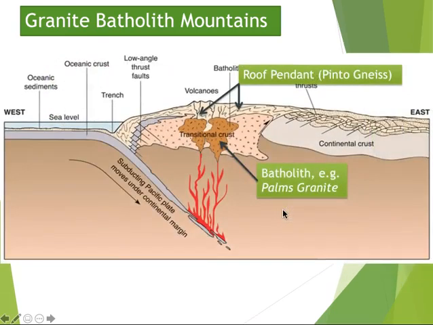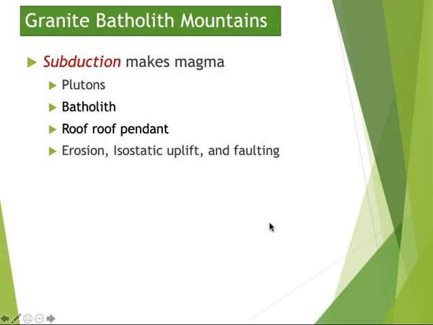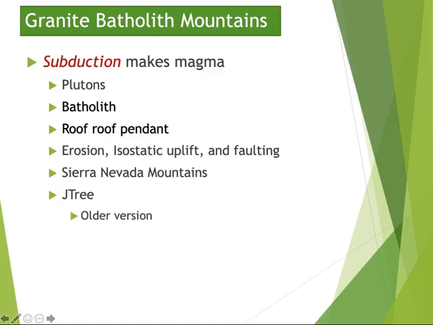Over the next tens of millions of years, erosion, isostatic uplift, and faulting all act to bring the batholith up to the Earth's surface. These batholiths make the core of the Sierra Nevada mountains and the Joshua Tree landscape. Joshua Tree is, in a sense, an older version of the Sierra Nevadas, with the characteristic Inselbergs representing the erosional remnants of much larger masses of granitic rock.